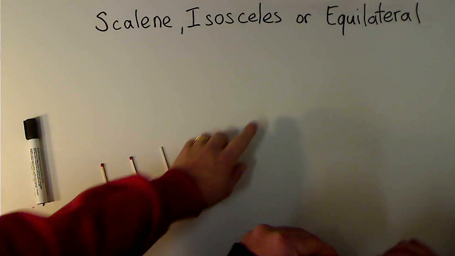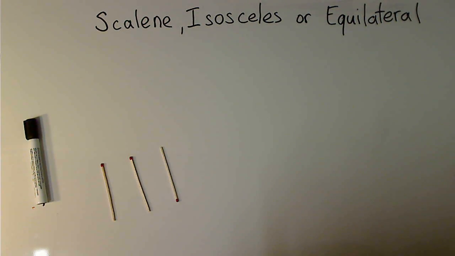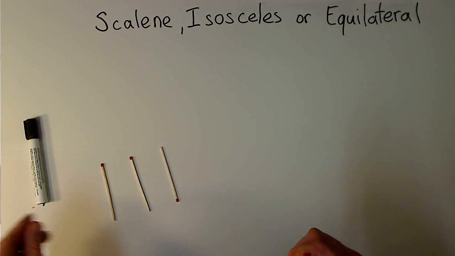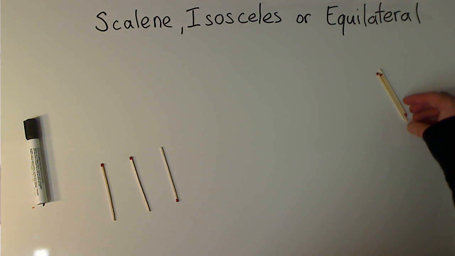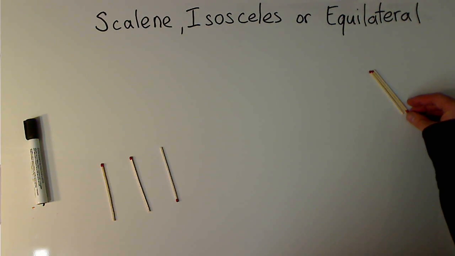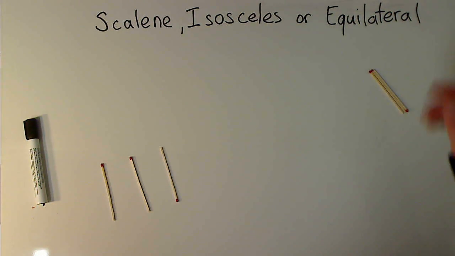So equilateral, I'm hearing the word equal in that. So I'm going to guess that they're equal. Perfect. So here we've got 3 equal matchsticks. And as you can see, because they're made in a factory that makes matchsticks, they're all the same.